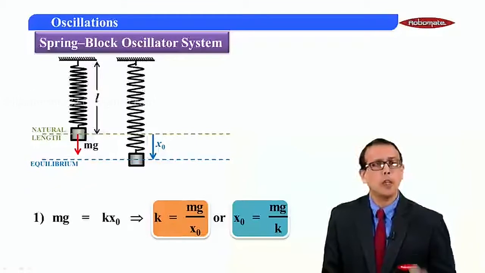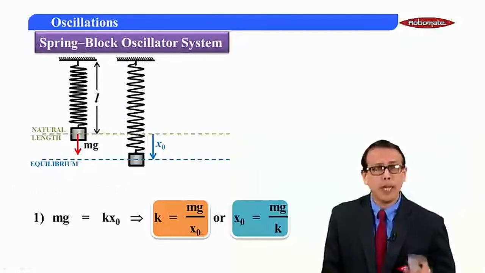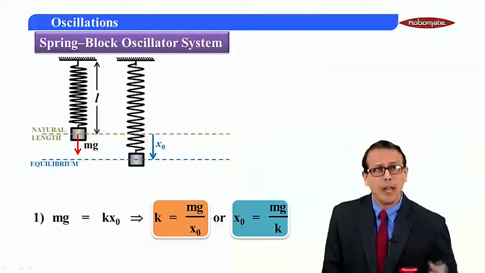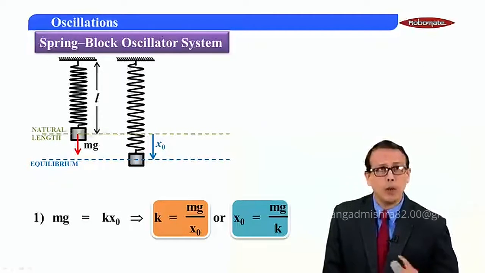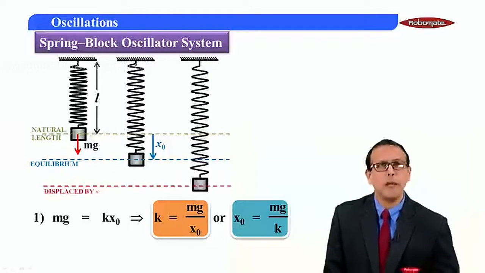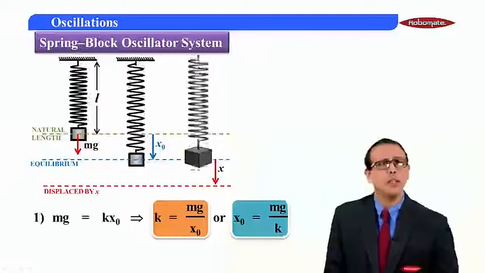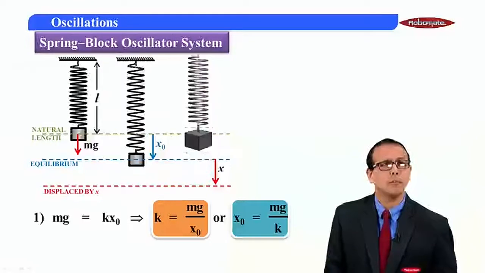So remember students, for vertical vibrations of a spring, this becomes a very handy equilibrium formula. Mg is equal to kx0. We can find either k or x0. Now at equilibrium position it will not vibrate on its own, therefore we have to disturb the equilibrium position. Let the spring be further displaced from its equilibrium position by x, and now as soon as you release it, the vertical vibration starts.